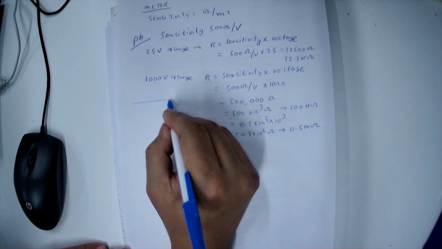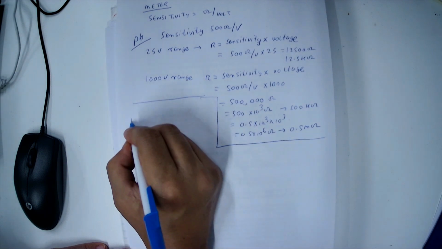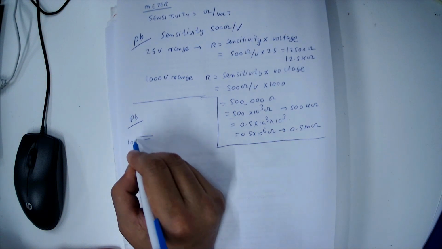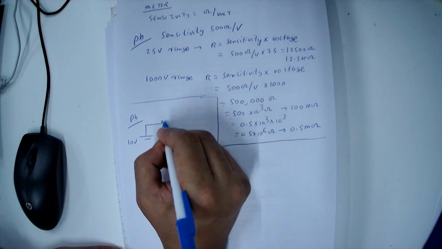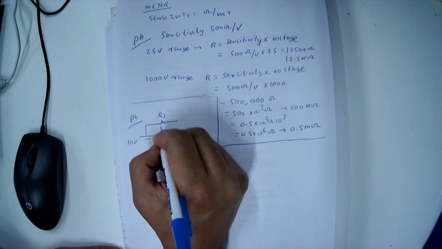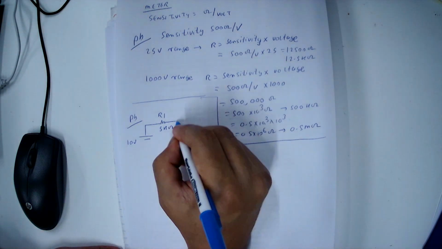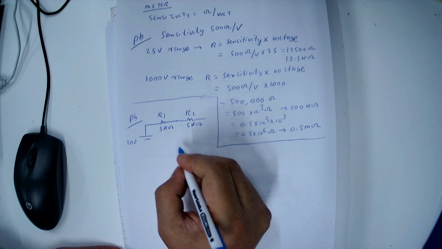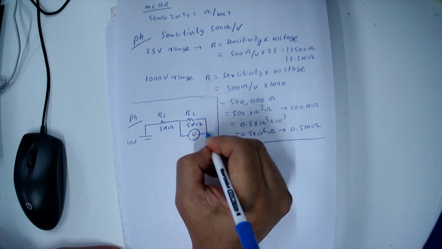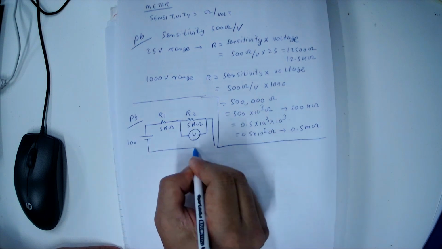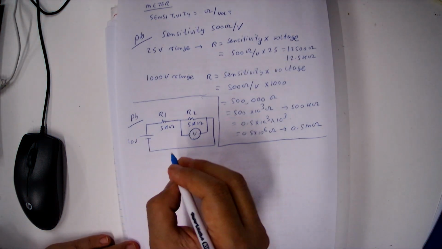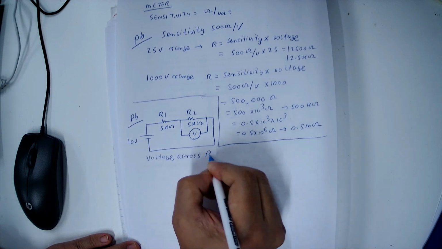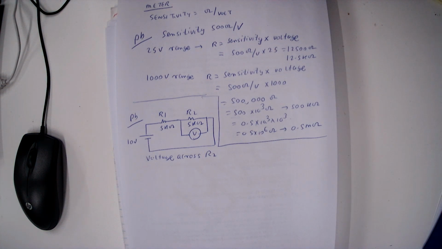And then another problem. For the meter, it is given: supply voltage 10 volt, resistor R1 5 kilo ohm, resistor R2 5 kilo ohm as well. We measure the voltage across the resistor R2. Then, in this circuit, we have to find out the voltage drop across R2.